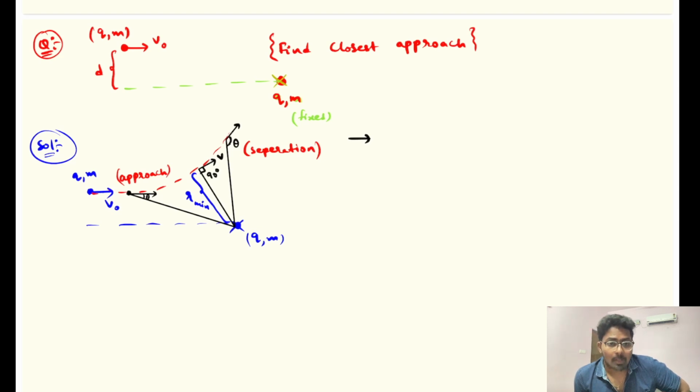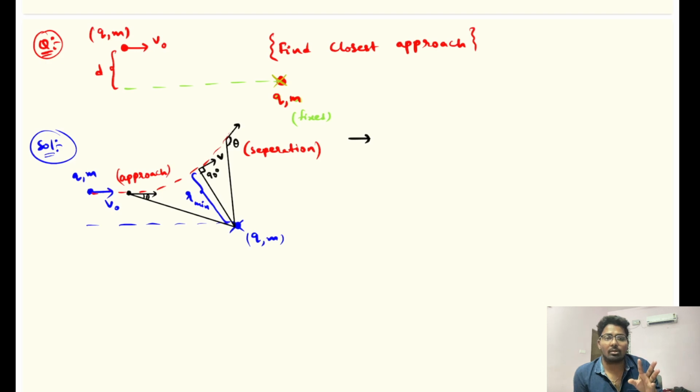In gravitation only attraction is possible, right? You won't have repulsion, so between any two masses you can have only attraction. So there the body will be attracted, and here also it is the same case: initially it will be approaching, and after some time it will be separating from the mass.